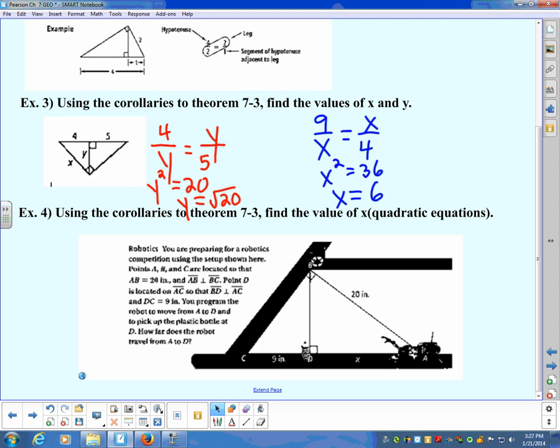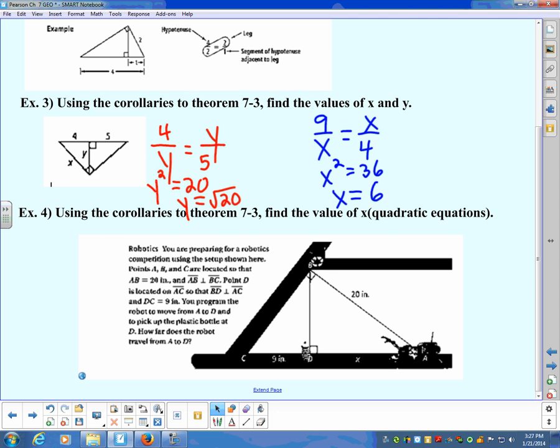It's in color. But what's happening here is you're preparing for a robotics competition. Here's your little robot over here. Your robot is going to come over and pick up this piece of trash and then take it and get rid of it. So it says points A, B, and C are located so that AB equals 20. AB is perpendicular to BC. You can see the right angle here. AB hits BC at a right angle.